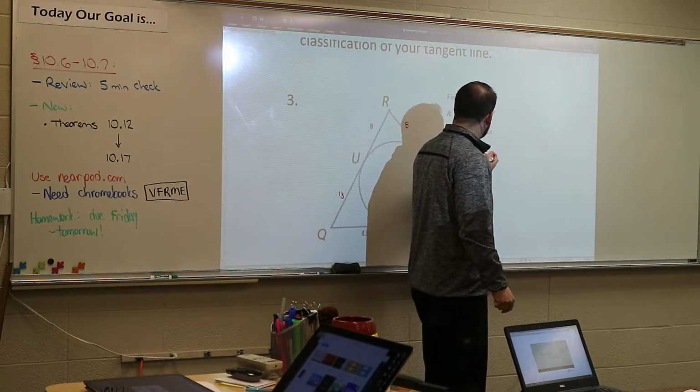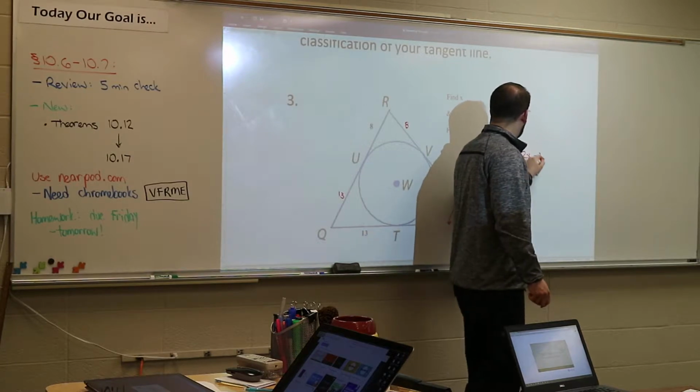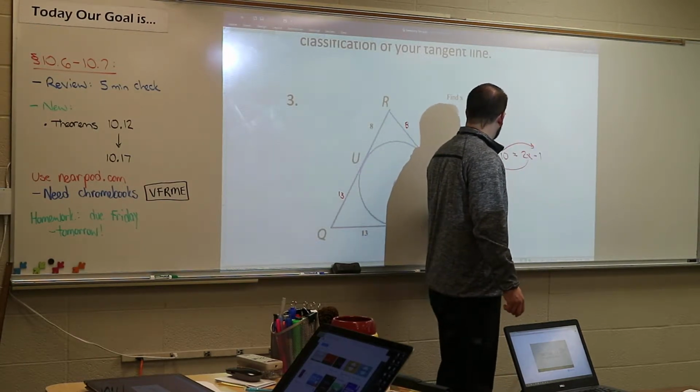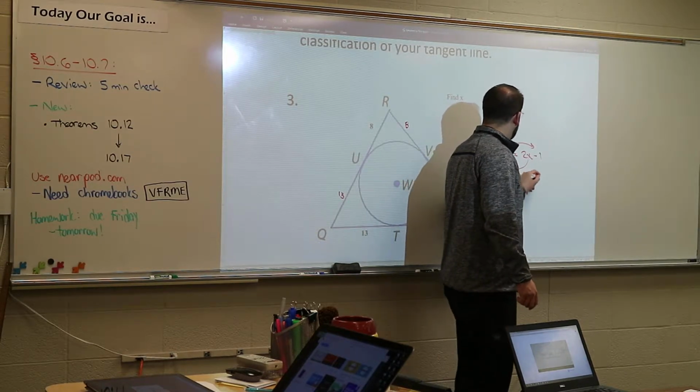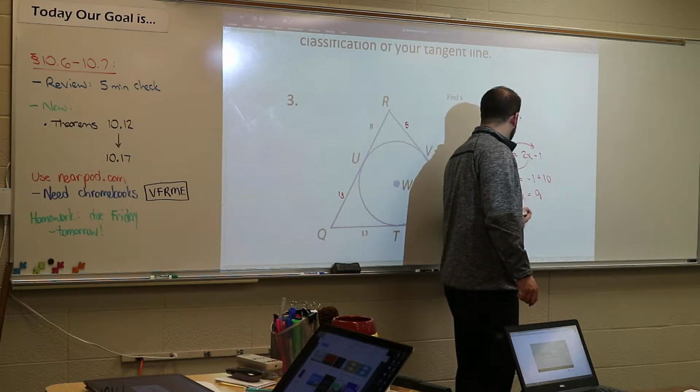So 5x minus 10 has to be equal to 2x minus 1. Subtract this across, add the 10 across, so this is 5x minus 2x. Negative 1 plus the 10, which is 9. This is 3x, so your x is 3.